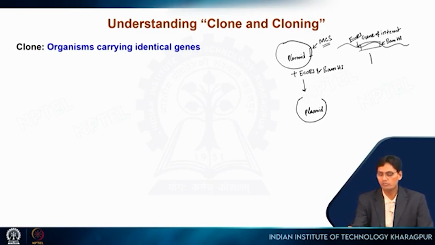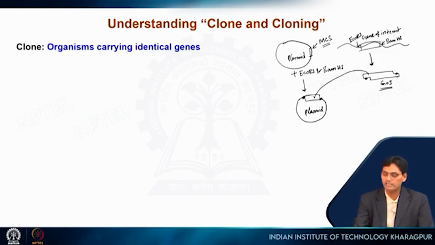Similarly, from your gene of interest, you will get something like this. So this is your gene of interest. Now, since we use the same set of enzymes, this end and this end can base pair, they will be complementary to each other in this region. As a result, you can put your gene of interest here in this plasmid, right?